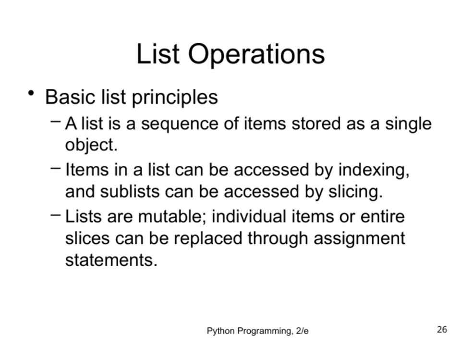Another important point is that lists are mutable. This means you can change their contents after creation. You can replace individual items or even entire slices using assignment statements. This flexibility makes lists very versatile and a fundamental part of Python programming, especially when handling dynamic data. Understanding these principles is key because they underpin many operations you'll perform with lists throughout your coding journey. They help us manage and manipulate collections of data efficiently and effectively.